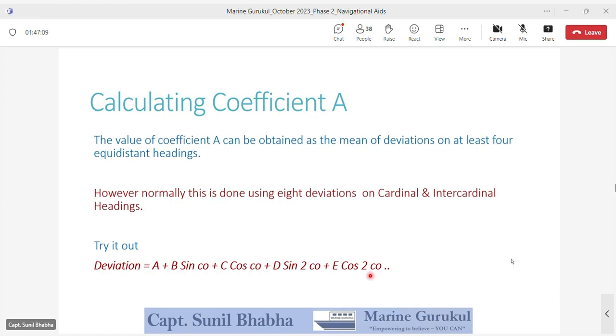So once this is calculated, then the compass adjuster can write this as an index error if it is present on a ship. So any doubts up to here, beta?